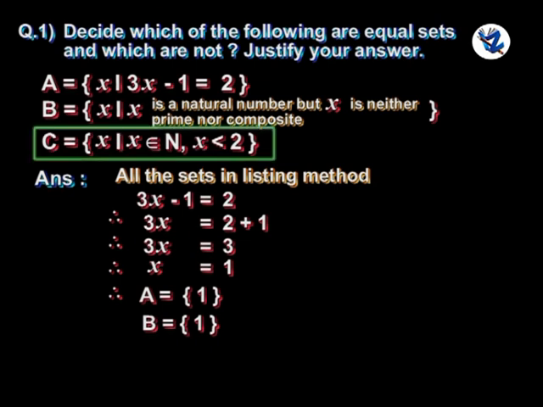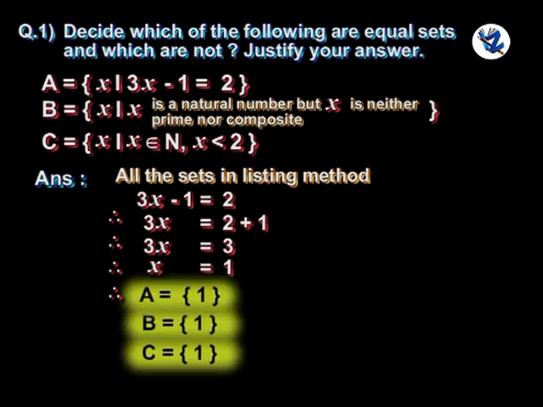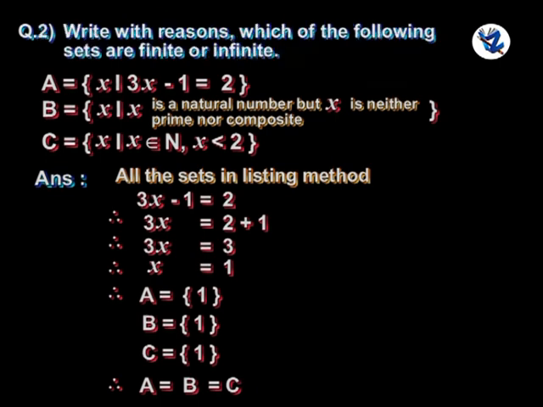For set C, x is a natural number and x is less than 2. That means C is equal to {1}. Here set A, set B and set C are equal sets because all the sets are having the same element 1. And therefore set A is equal to set B is equal to set C.